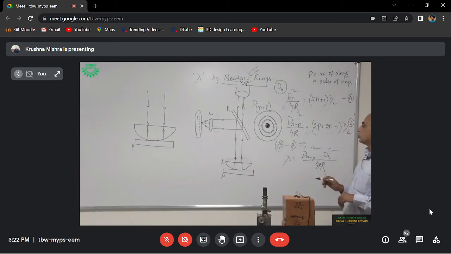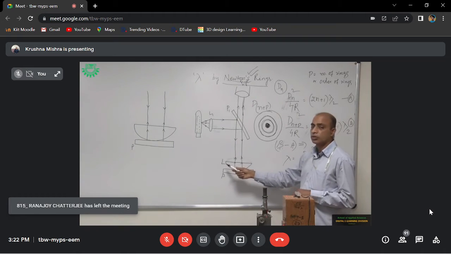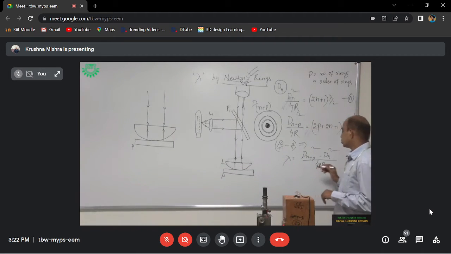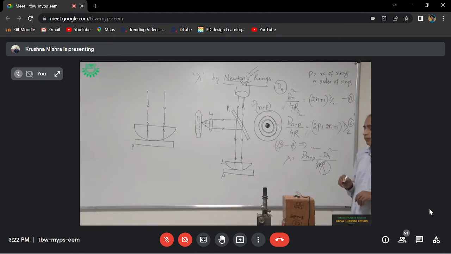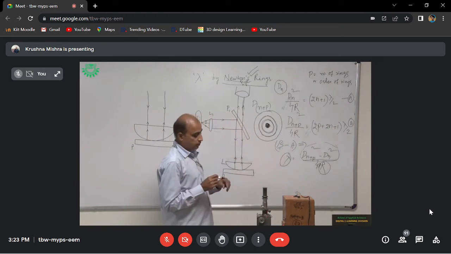and R is the radius of curvature of the lower surface of the plano-convex lens, which will be determined using a spherometer and will be given to us. So we have to find only this term, D n plus p squared minus D n squared, divided by 4p. Then you can easily determine the wavelength of this monochromatic light.